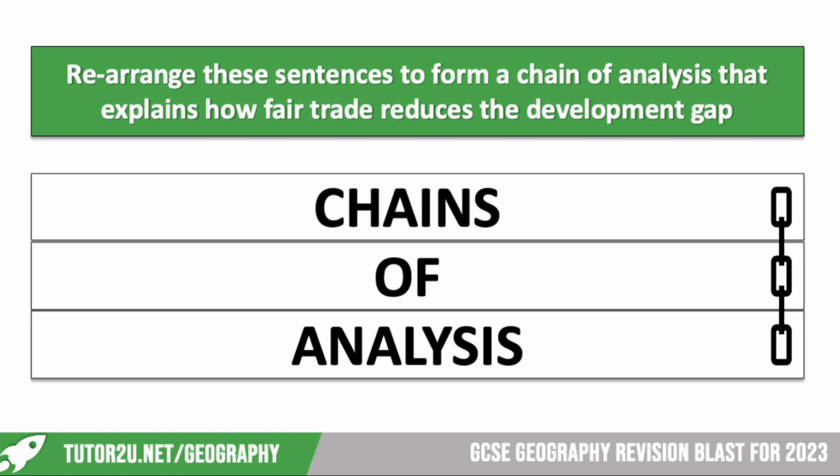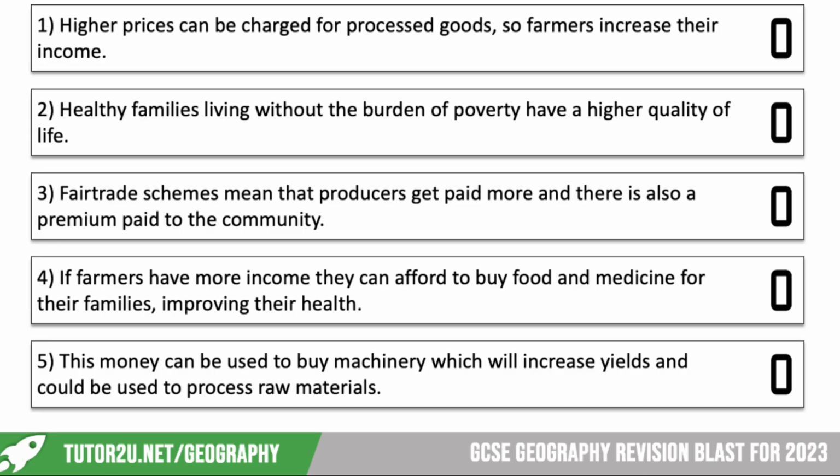We are going to form a chain of analysis. So we are rearranging the sentences to form a chain of analysis that explains how fair trade reduces the development gap. These are your statements here. So we've got 1, 2, 3, 4, and 5. What we need you to do is read through the statements, pop them in the correct order, and then read back that and see whether you think you have got a chain of analysis that explains how fair trade reduces the development gap. Now, obviously, you need to pause the video to do that. So if you haven't already paused the video, can you please do that now?